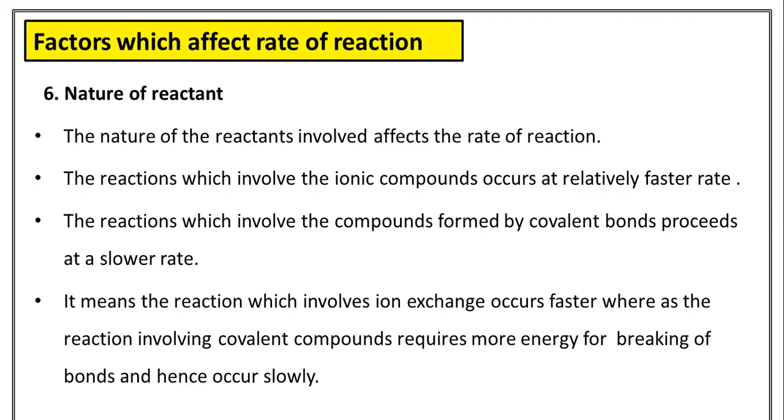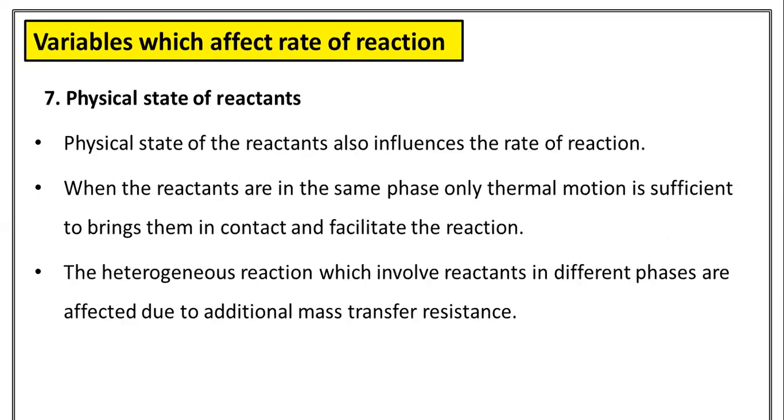if you consider hydrogen peroxide, that hydrogen peroxide itself is an oxidant, but whenever the hydroxyl radical is formed, it is also an oxidizing agent, but it has higher oxidation potential, and therefore it facilitates the faster oxidation of the pollutant or the contaminant under consideration. So in this way, the nature of the reactants involved affects the rate of reaction.